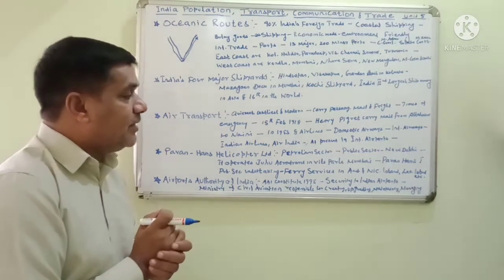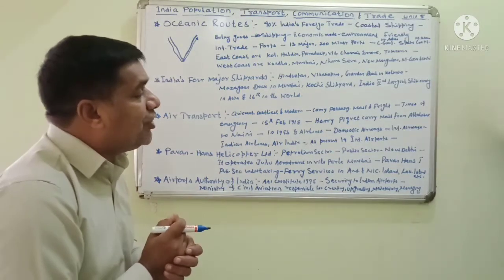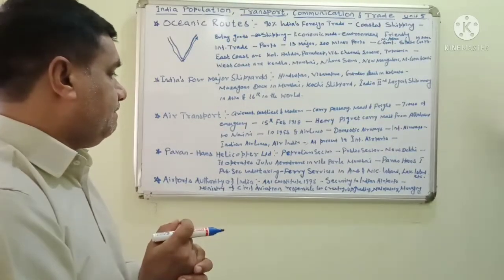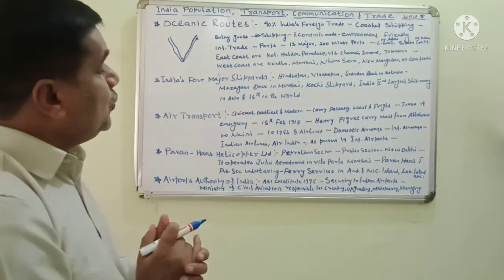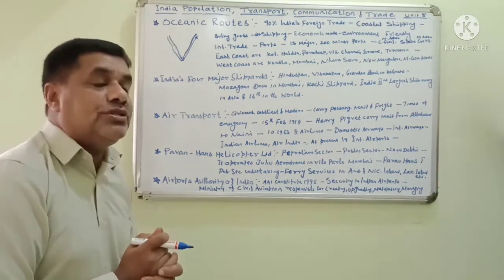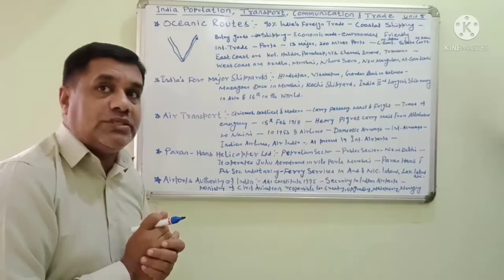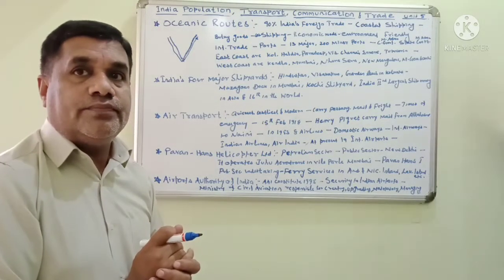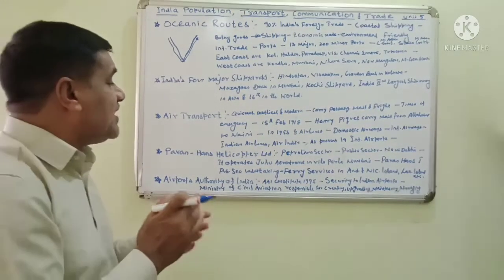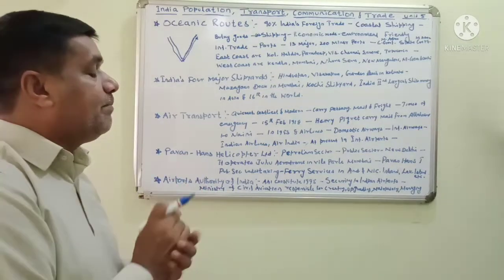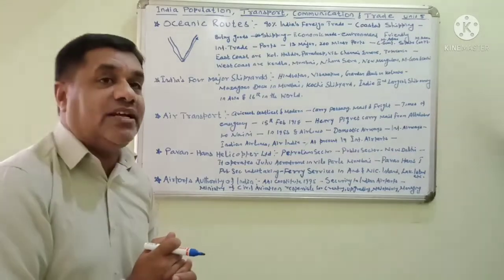Ferry services is also a company. Ferry services go to the Andaman and Nicobar Islands and Lakshadweep Islands. Noted. Airports Authority of India started in 1995. It provides security to Indian airports. And the Ministry of Civil Aviation is responsible for creating, upgrading, maintaining and managing the Airports Authority of India. Noted.